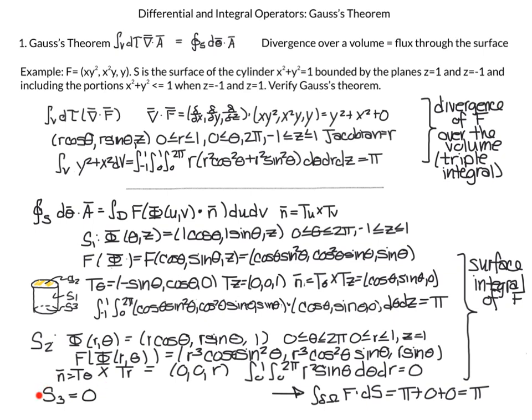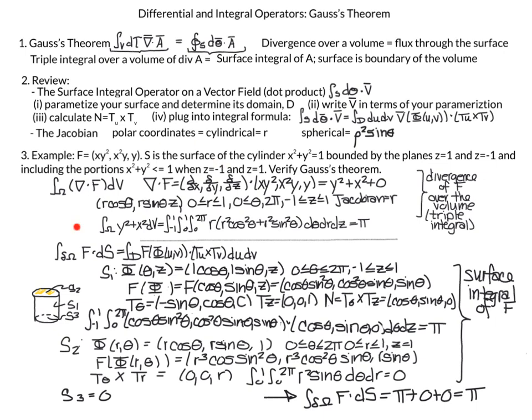I'll let you verify that S3 is also equal to 0. So for the three surfaces, my total flux is going to be equal to pi, which is exactly what I got when I did the divergence over the volume. So again, I calculated both sides of Gauss's equation. First, by doing the divergence of f over the volume, and that was a triple integral because it's a volume. And then second, I did the surface integral of f, and that's a double integral because it's over the domain of our surface.